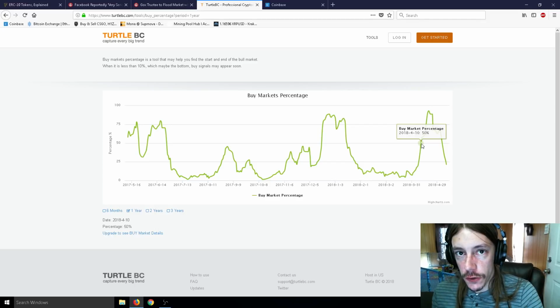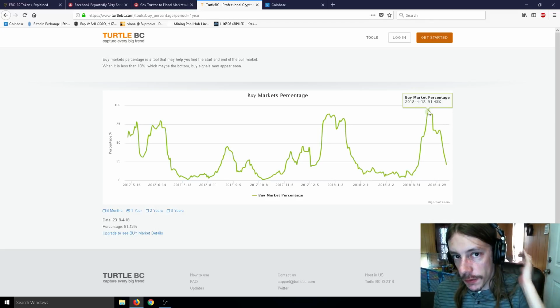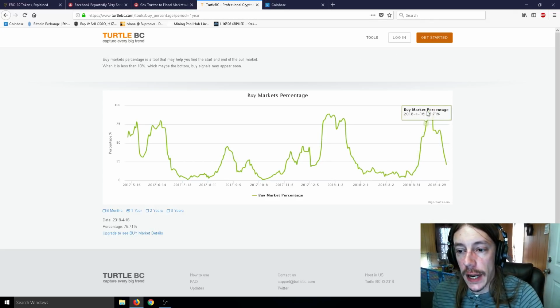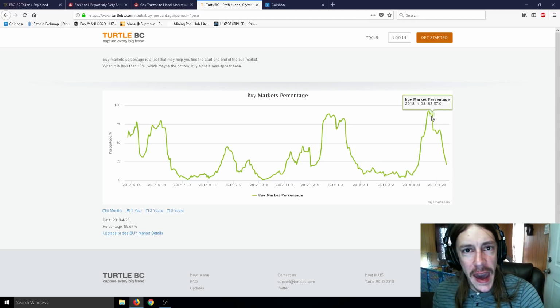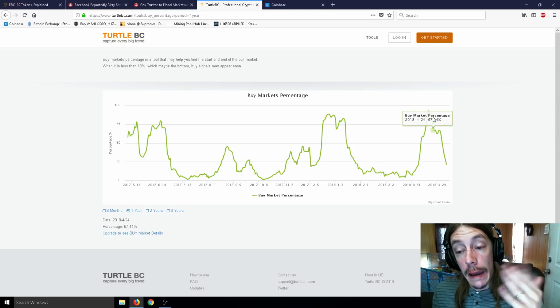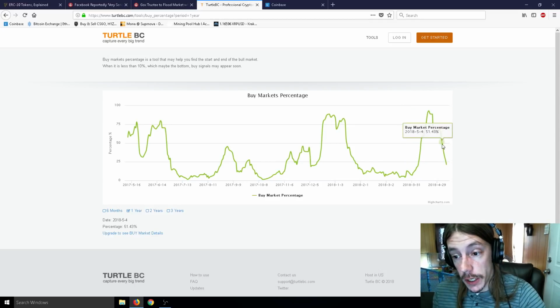Now remember, this chart is 2 or 3 days behind, so you would end up having to buy when the chart looks like it's down here to actually buy on the 11th. And then the buy market percentage is going up, so that means the price is going up, but that doesn't mean it's at its highest price. In fact, it's at its highest price, again, at 50% when it's declining, when it's going the other way.